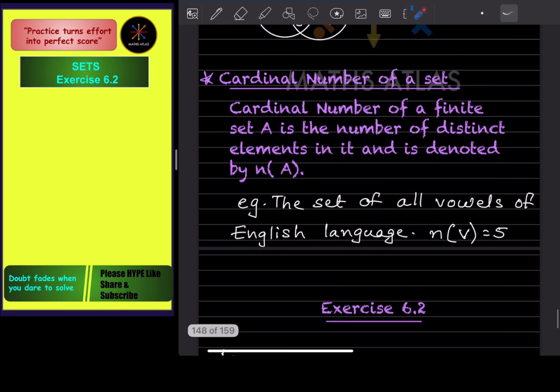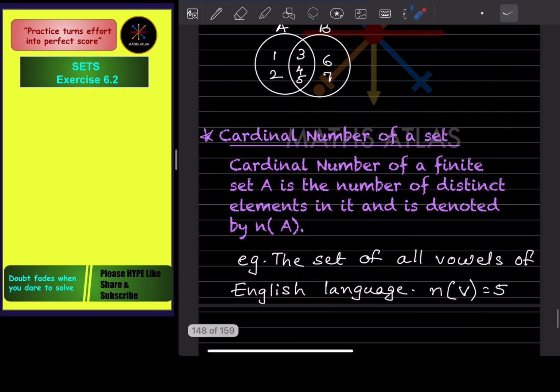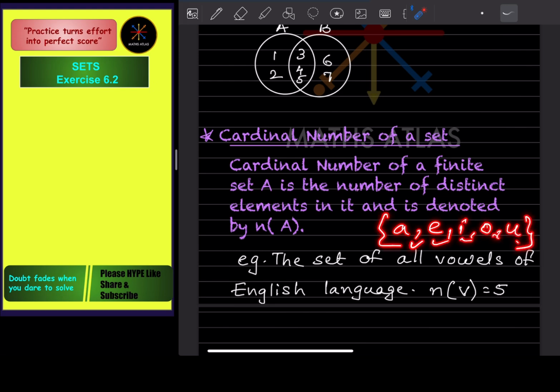Then the cardinal number of a set. The cardinal number of a finite set is the number of distinct elements in it and is denoted by n of A. Now take the set of all vowels of the English language. We can put n of V. The vowels are A, E, I, O, U. How many elements are here? There are 5 elements, so n of V is going to be 5. This is the cardinal number of a set.